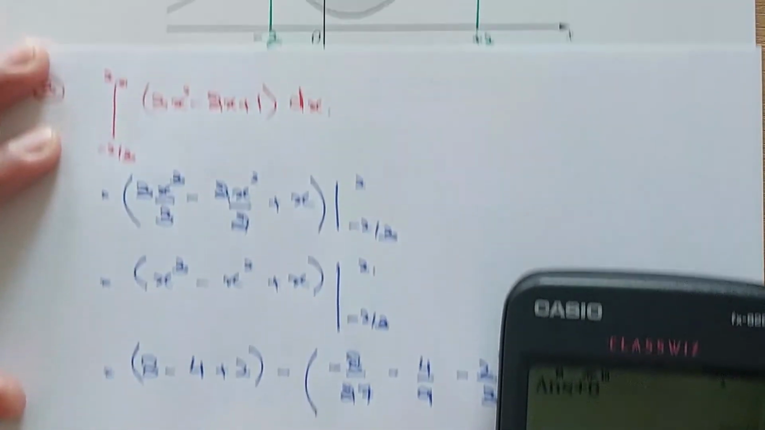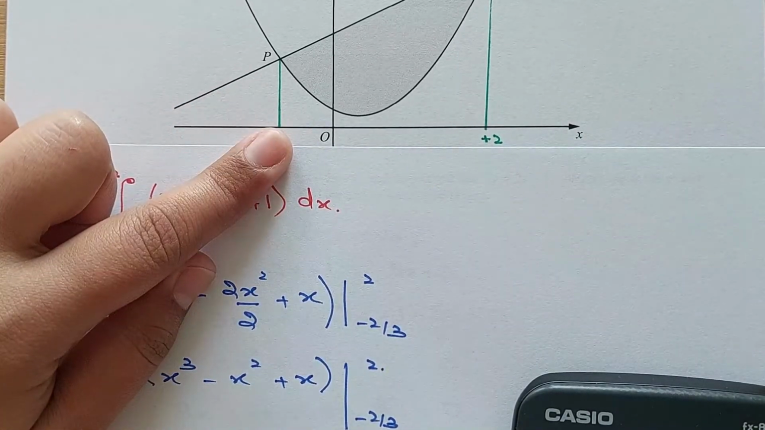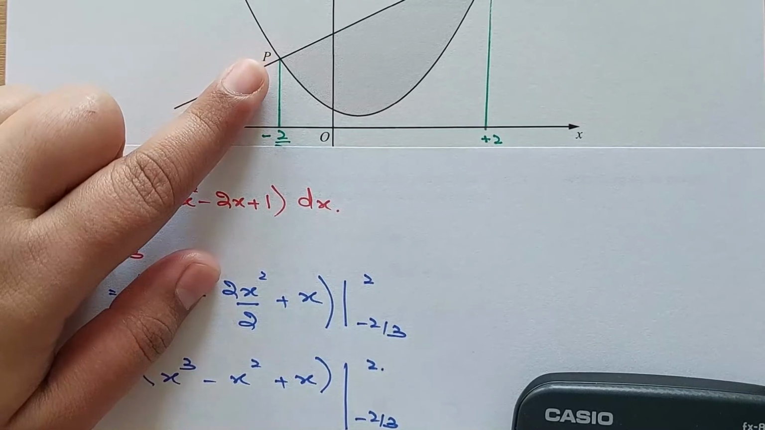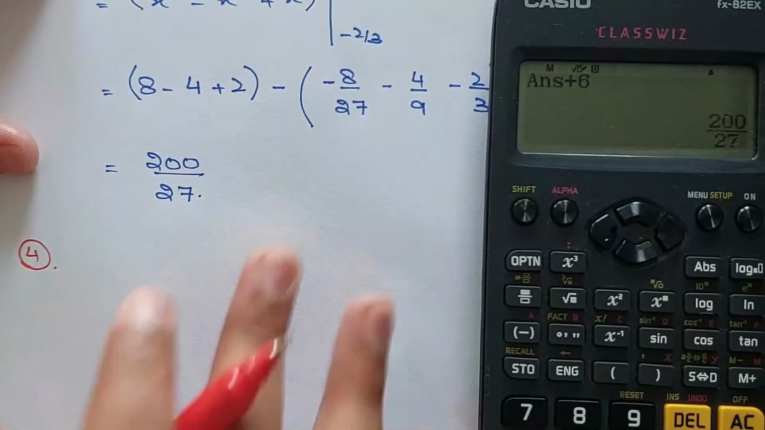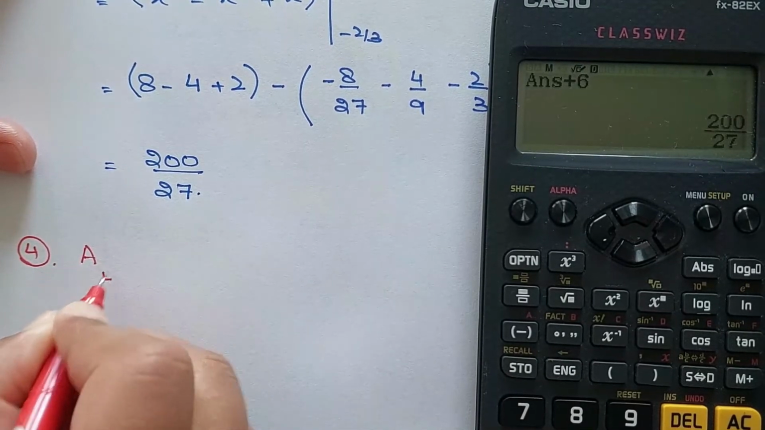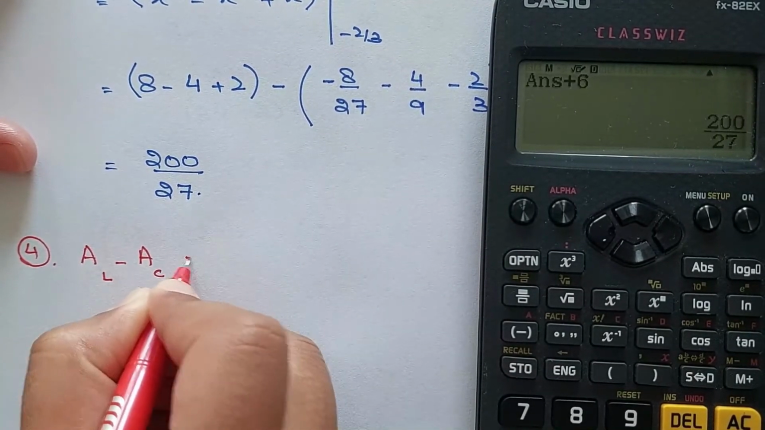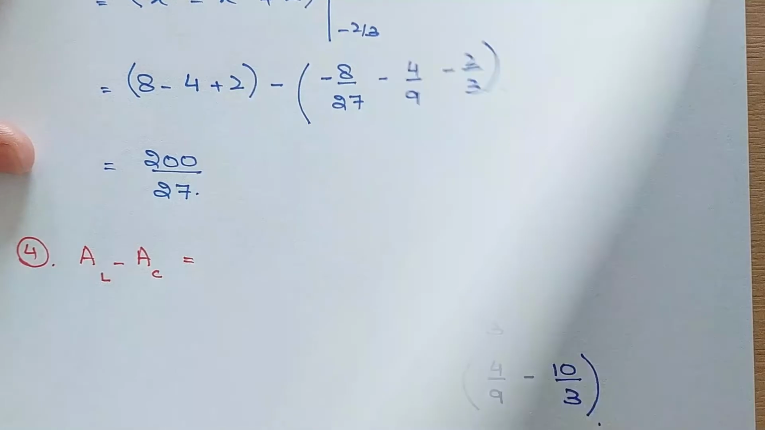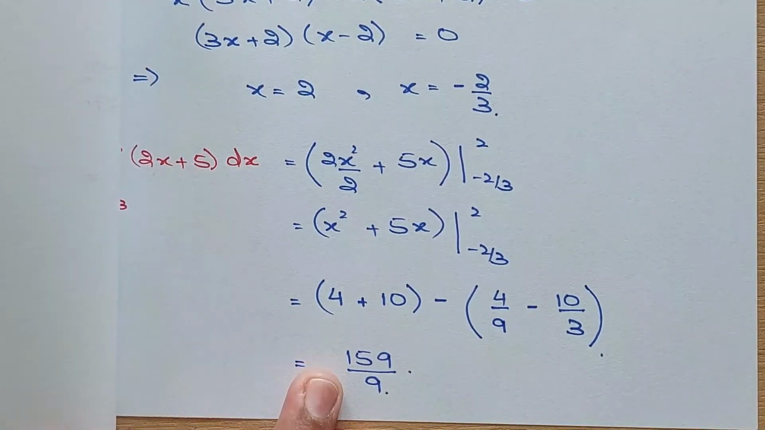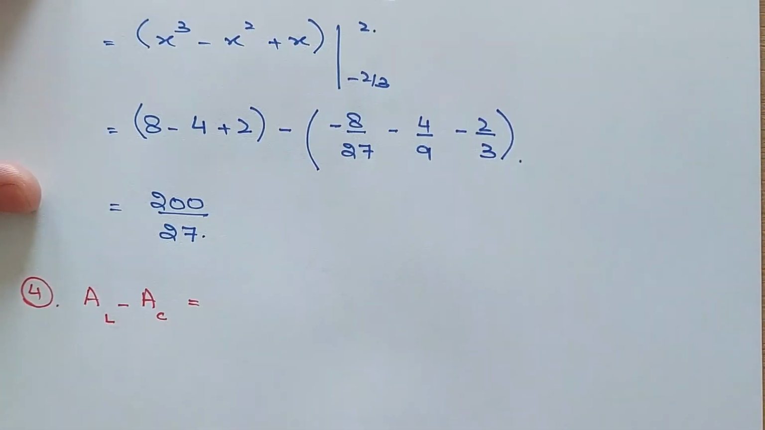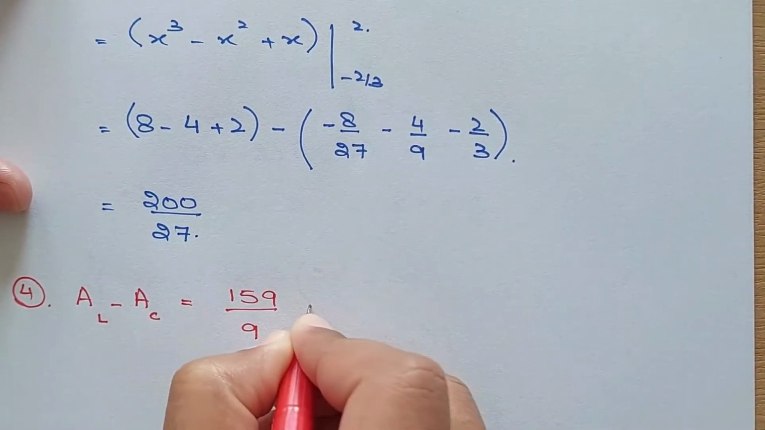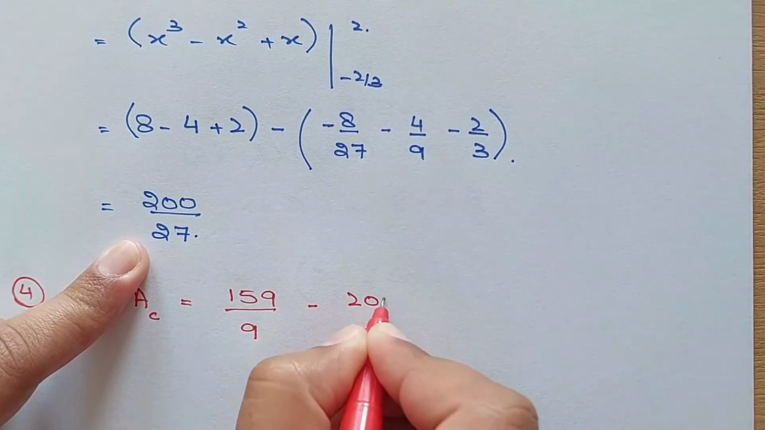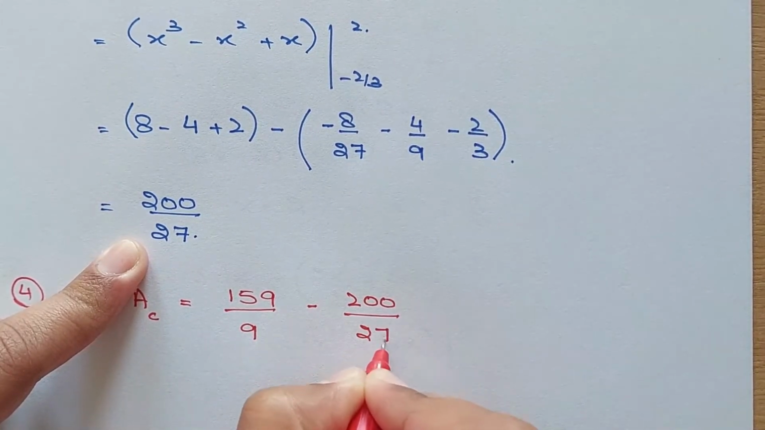Since the line is at the top and the curve is under, first we have to do the area of the line subtract the area of the curve, right? So area of line minus area of curve. We got the area of line, that is 159 over 9. So this is 159 divided by 9, subtract, this is for the curve, 200 over 27.